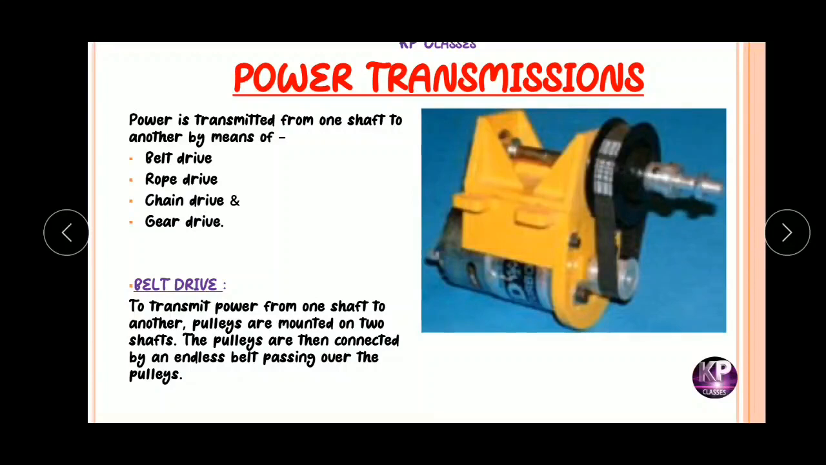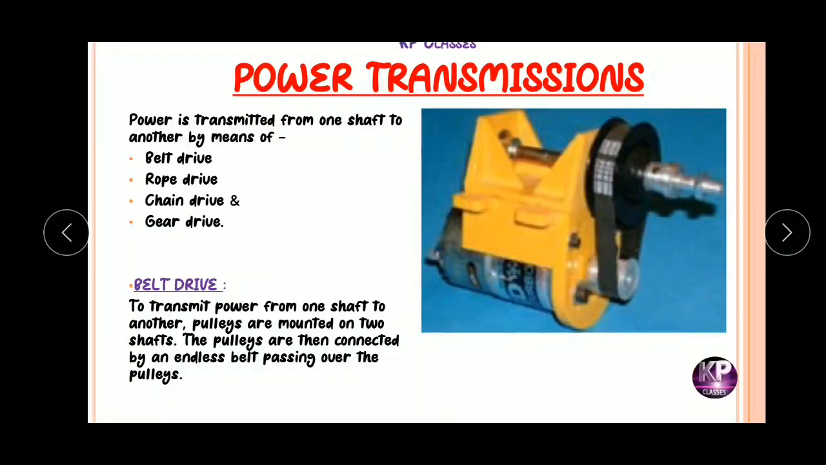To transmit power from one shaft to another, pulleys are mounted on two shafts. The pulleys are then connected by an endless belt passing over the pulleys. This is an example of belt drive. A smaller pulley is attached to the motor shaft and another pulley is used on the working shaft. When these two pulleys are connected by an endless belt, this is known as a belt drive.